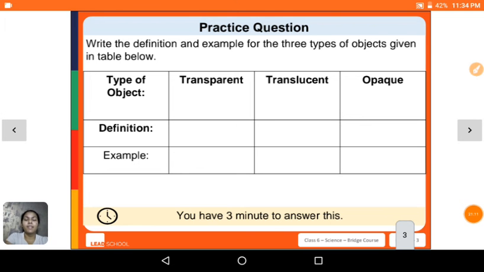From the last activity, we can say that every object has a different way of allowing light to pass through it. So now let's see some practice questions. Write this also in your notebook. Write the definition and example for the three types of objects given in the table: type of the object, definition and example. First is transparent, then translucent, and then opaque.